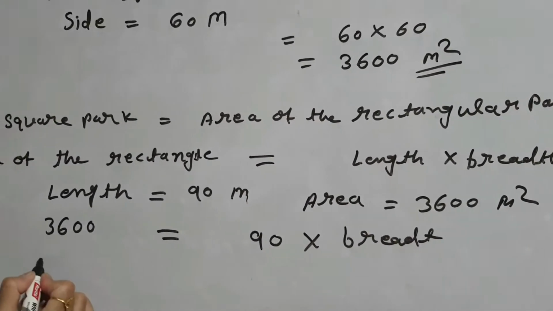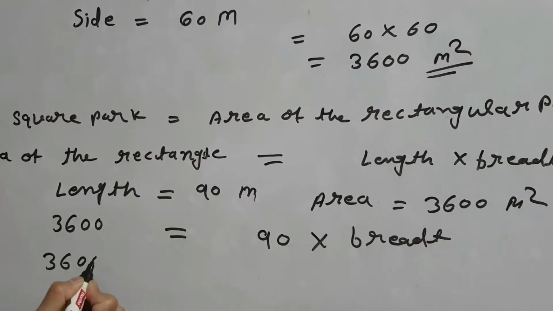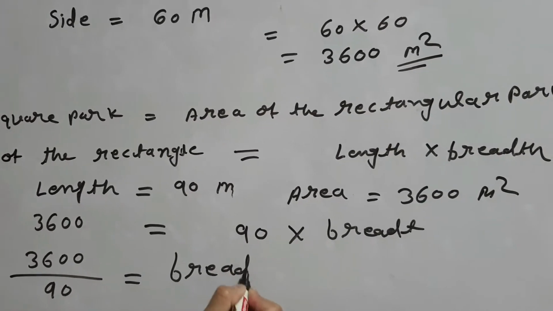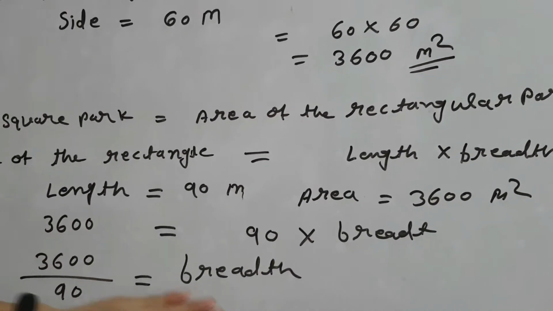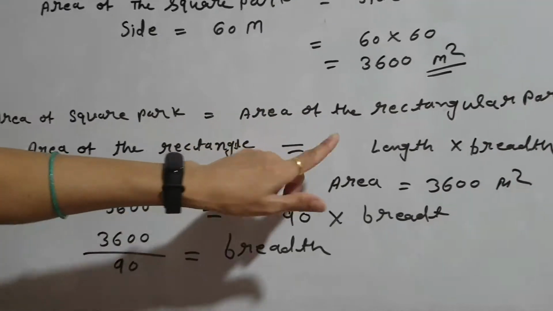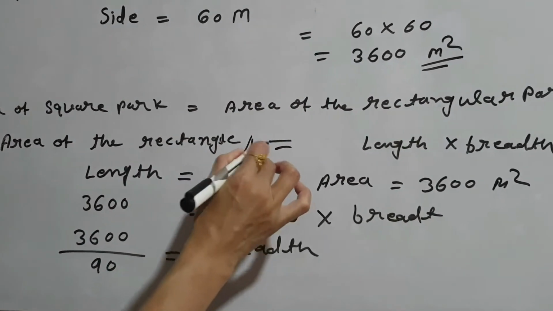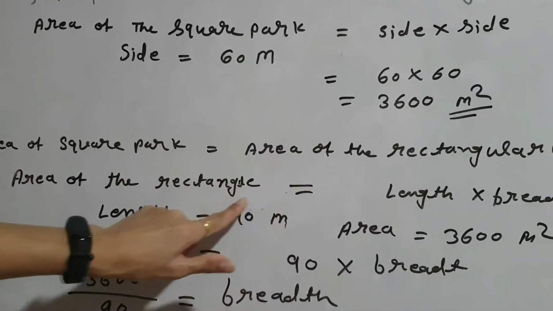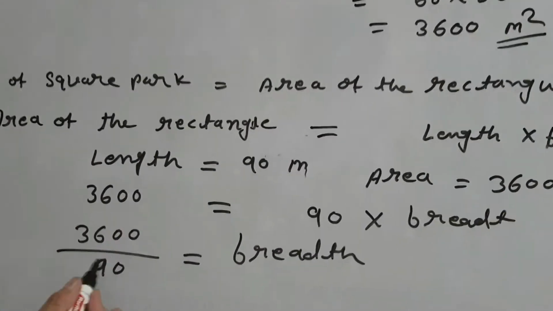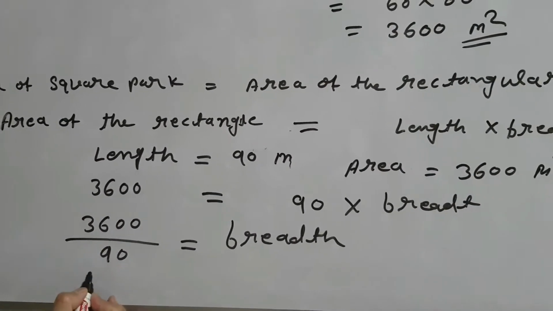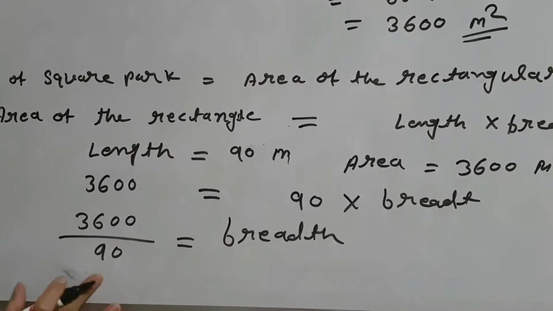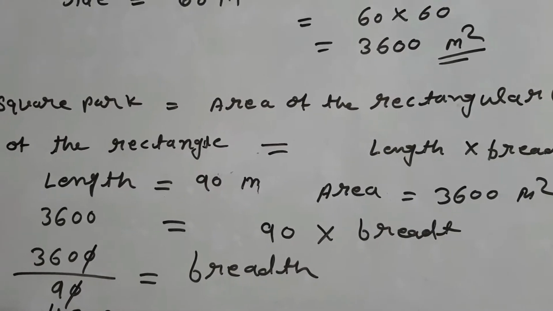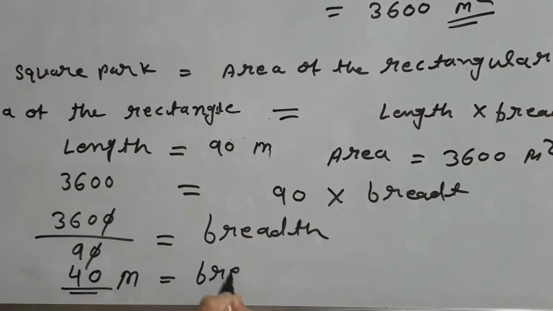Now this will be 3600 divided by 90 equals breadth. Or you can also write breadth equals area of the rectangle divided by length. You can write the formula: breadth is equal to area of rectangle divided by length. So it will be 9 times 4 is 36 and 1 zero. So it is 40 meter breadth.